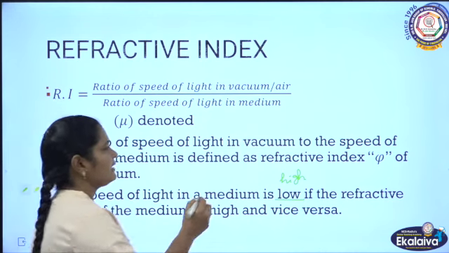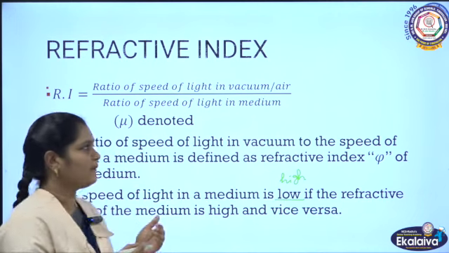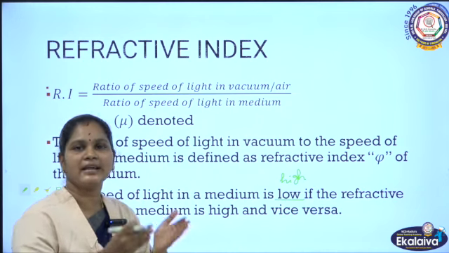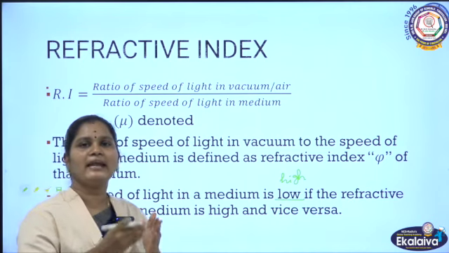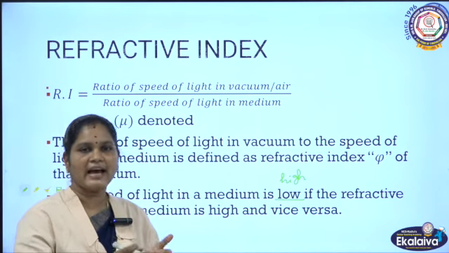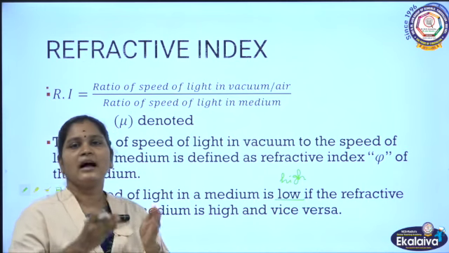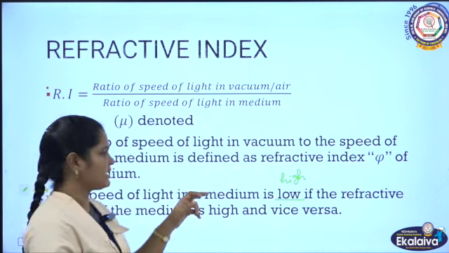For example, the light comes from a rarer medium to a denser medium. In a rarer medium, the velocity of light is higher than in the denser medium, because the refractive index of the air medium is lesser. That's why the velocity of light is higher in the rarer medium compared with the denser medium.